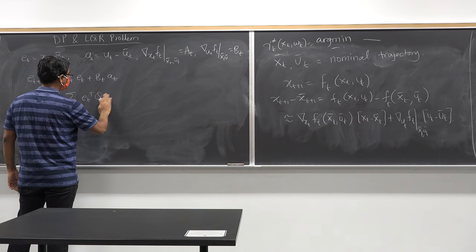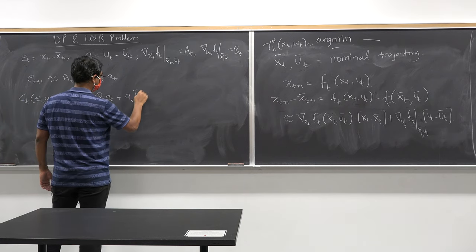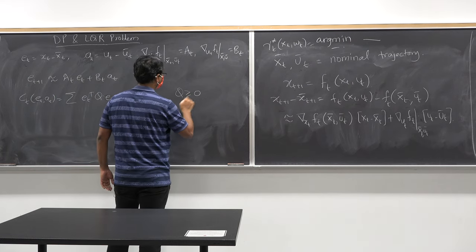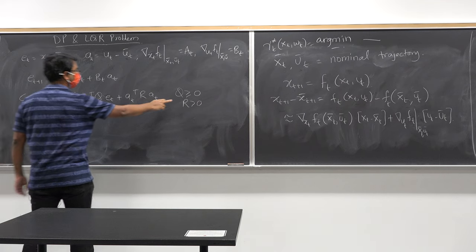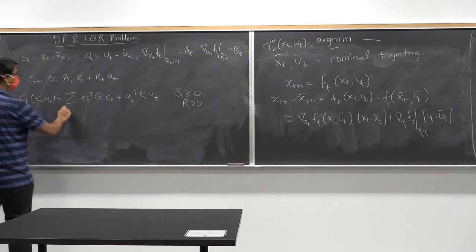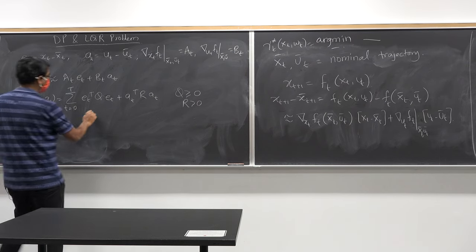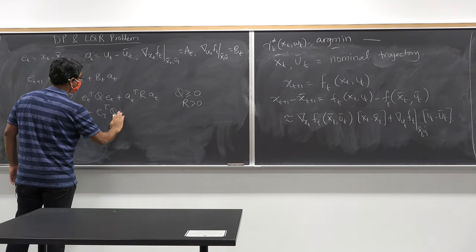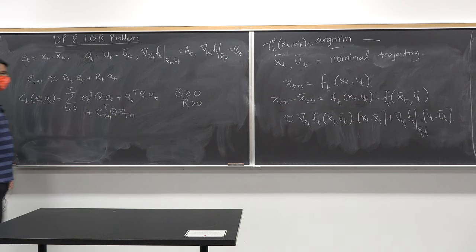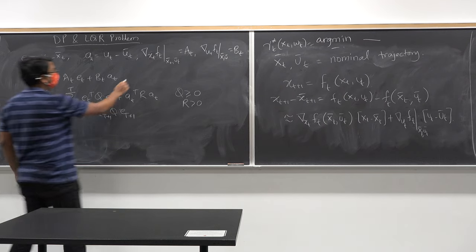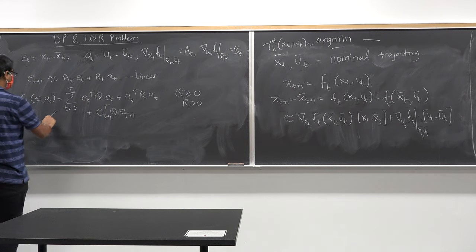E_T transpose Q E_T, here Q is a positive semi-definite matrix, R is a positive definite matrix, T goes from zero to capital T. And then maybe some terminal cost. This is the terminal cost that I'm adding. Okay, so this is known as a linear system. This is known as a quadratic cost.